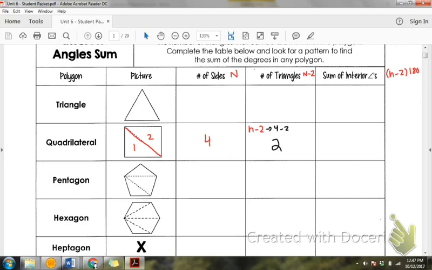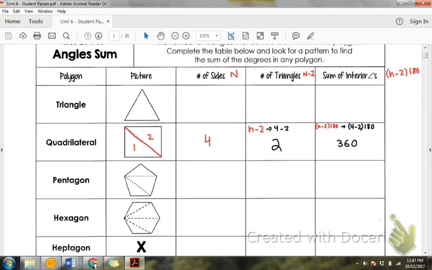And then how do we figure out how much all these angles inside the quadrilateral add up to be? We're going to do n minus 2. What was n minus 2? 2, right? Sometimes it's good to show your work. Always it's good to show your work. n minus 2 times 180. Well, we knew that was 4 minus 2 times 180. And what is 2 times 180? 360. So that means all of the angles inside a quadrilateral add up to be 360 degrees.